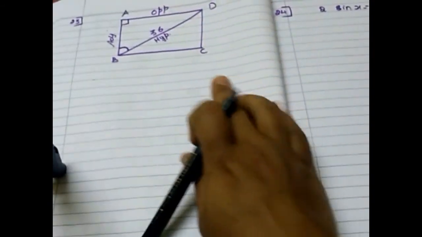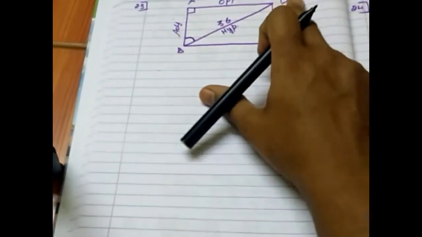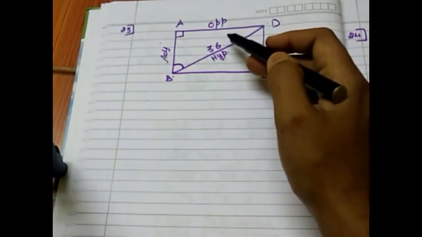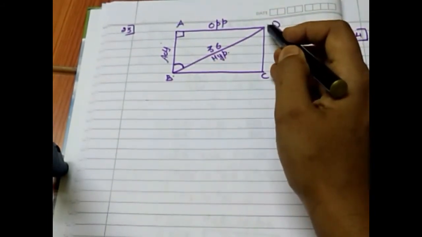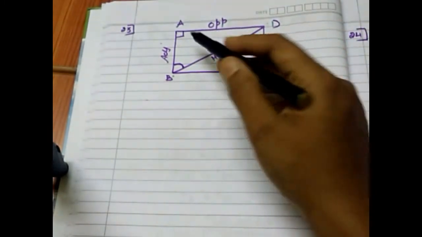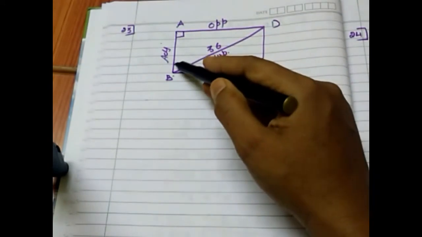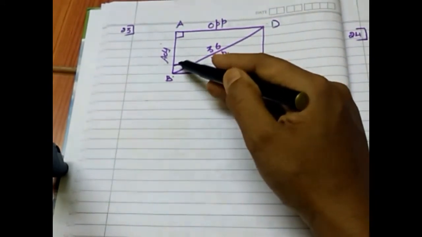In question number 23, it is said that a rectangle ABCD. See here I have considered the rectangle ABCD. You can notice the measure of diagonal BD is given as 36 and cot of angle ABD is given as 1.5. So I have already marked angle B as the value is given as 1.5.